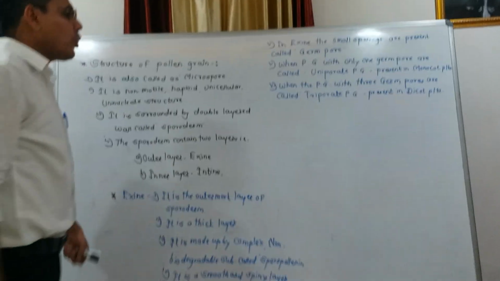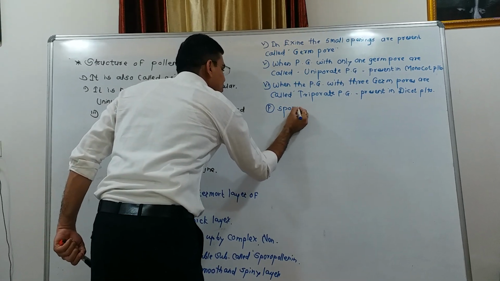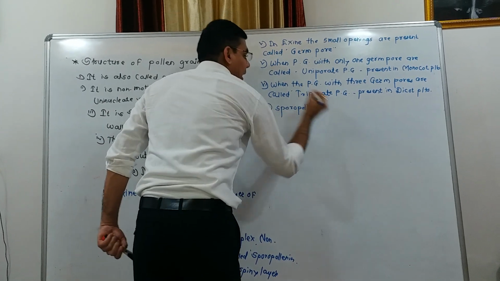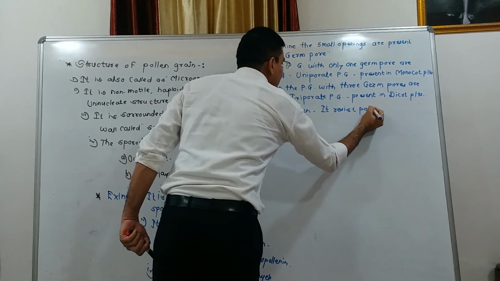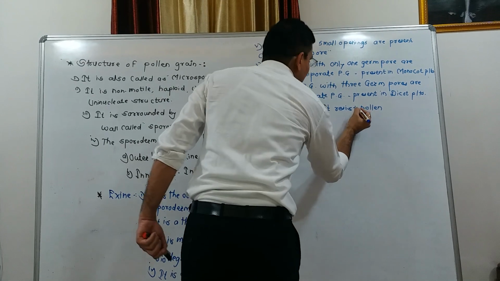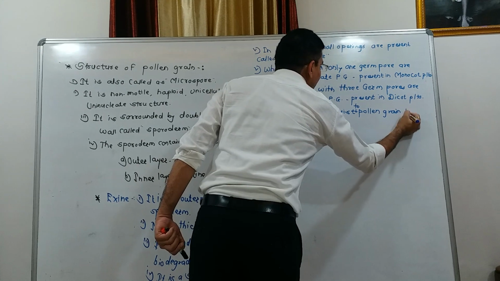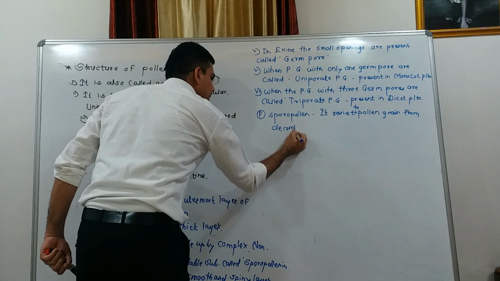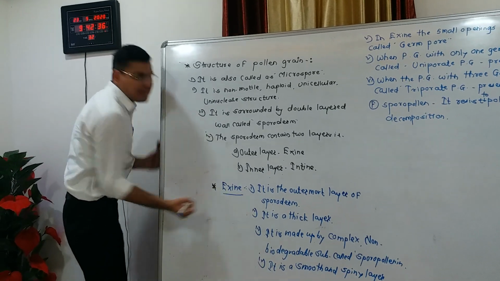And what is the function of sporopollenin? Sporopollenin resists the pollen grain from decomposition. Okay, so this is the information about the outer wall of the pollen grain, that is called exine.